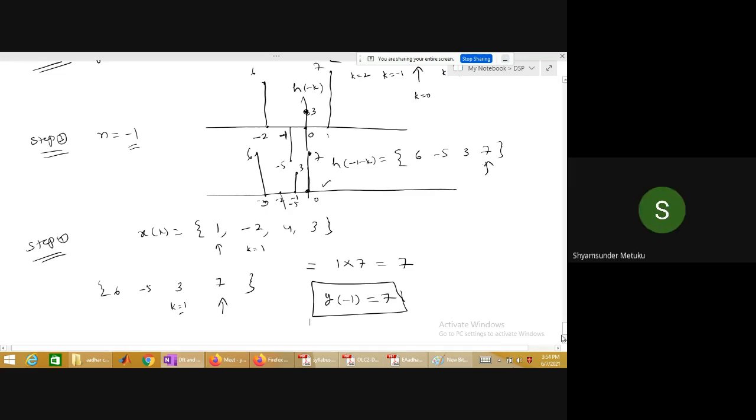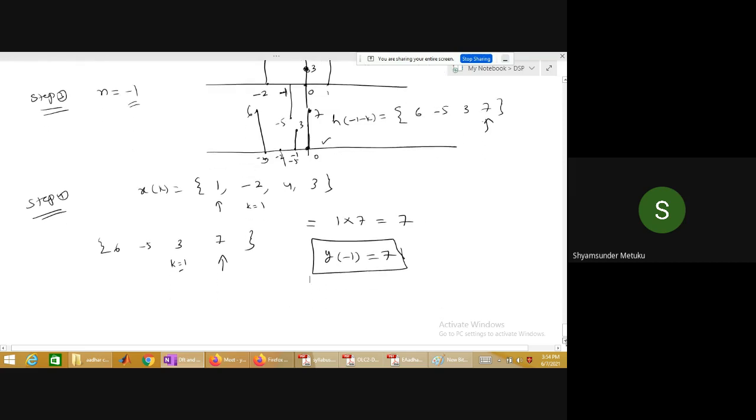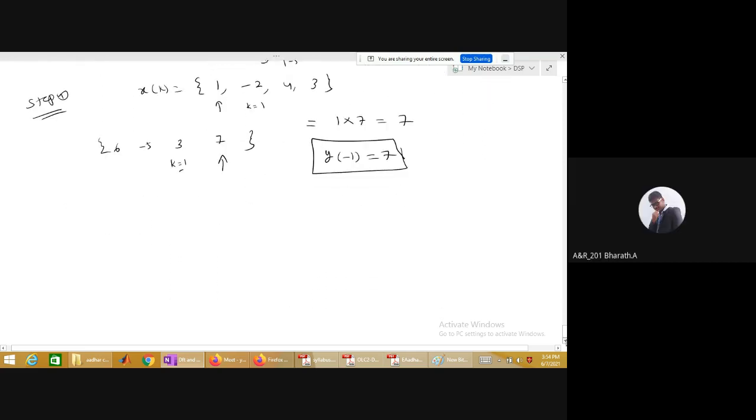What next? Repeat steps 3 to 5. What is step 3 now? N is equal to again -1 shift took forward, so it is 0 that I should consider, no? Yes. So n equal to 0 again. H of minus k. What are the numbers? Can you tell me?